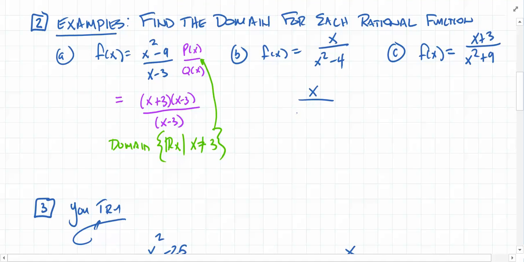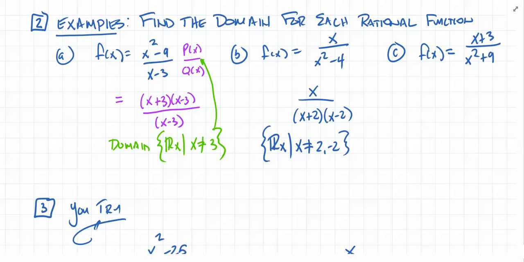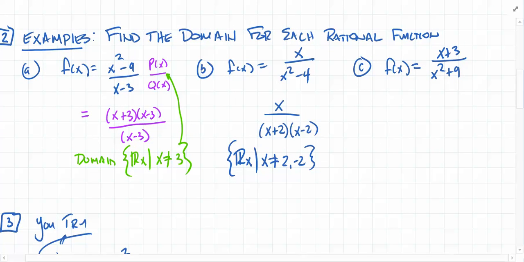This again is the difference of two squares, so x plus 2 times x minus 2. So the domain would be all real numbers x, such that x is not equal to 2 or -2. And then, of course, we'd keep it in set notation. Does this make sense to you guys? Are you on board? Any questions so far? All right. This last one though, take a look at this one, and then we can stop for questions.